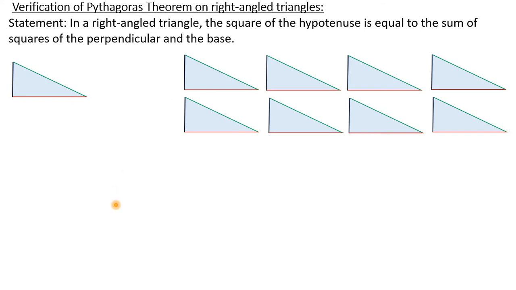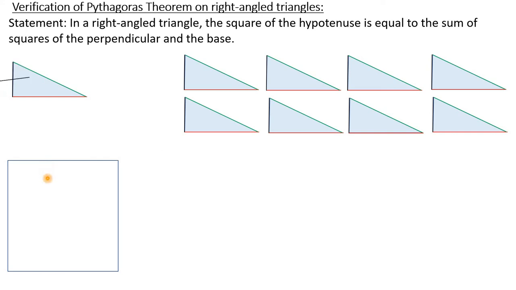After this, I am going to take a square, as you can see, it is shown on the screen. It is a square, but a very specific square. Why is it specific? The length of the side of this square is equal to the sum of the perpendicular and the base. Let us check whether the side of the square is equal to the sum of perpendicular and base of the triangle.